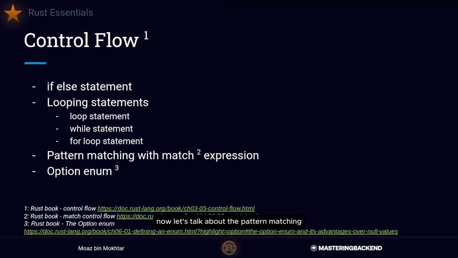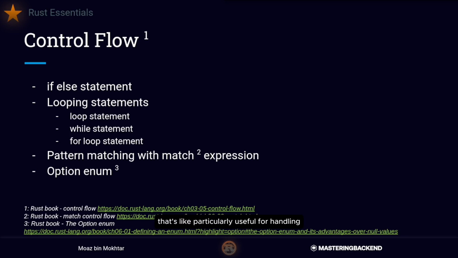Now let's talk about pattern matching, with a statement called match. One of the powerful features in Rust is pattern matching with the match expression. It allows you to compare a value against a series of patterns and execute code based on which pattern matches.